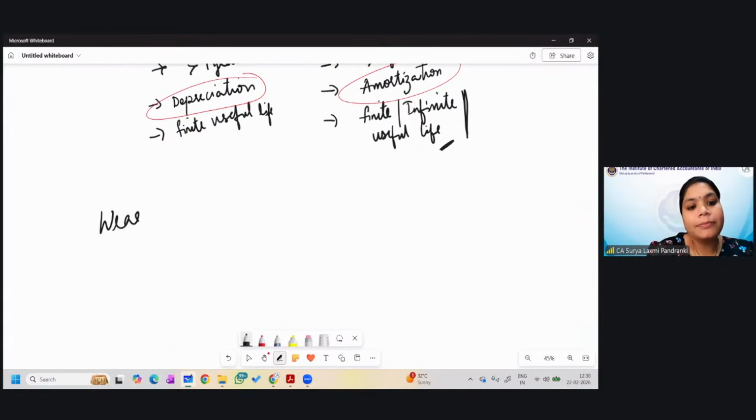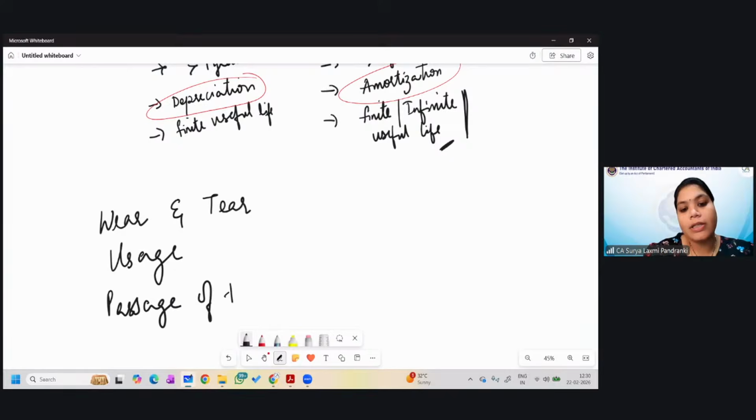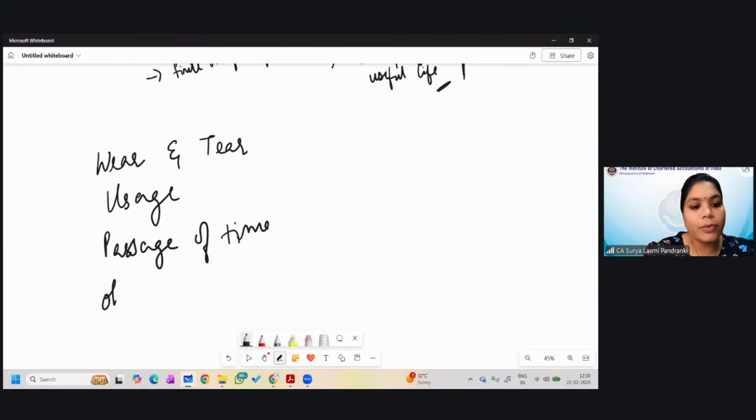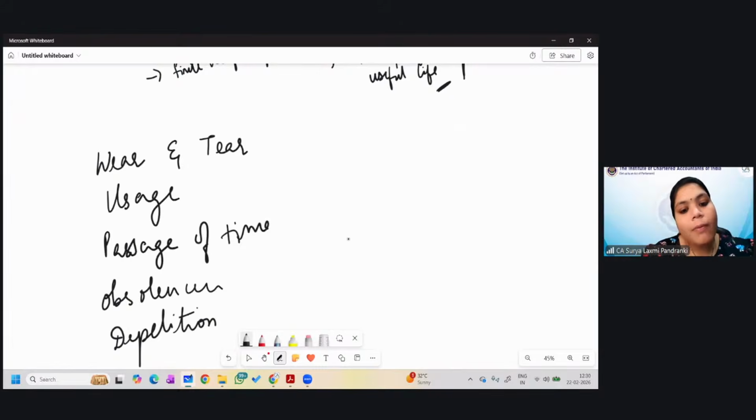We call it wear and tear, right? Usage or passage of time. You might have heard all these words: passage of time, or usage of that particular asset, or wear and tear of that asset, or obsolescence. Also, you must have heard this word obsolescence as well. I mean, if that machine has become obsolete, or depletion in some value, right? So because of all these things, why are we providing the depreciation?